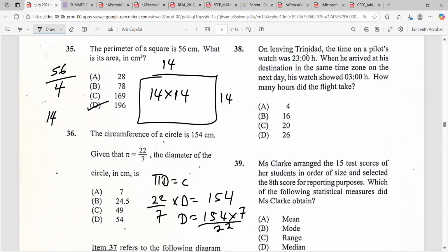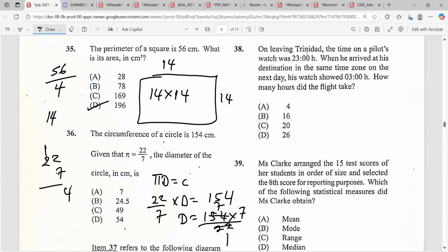I can reduce this 2, 4. Let me see if 22 can go in this. 7 is 14. But this can go in at 7. Hold on, let me just double check. 22 times 7, 7 is 14. 7 is 14. Yeah, all right.